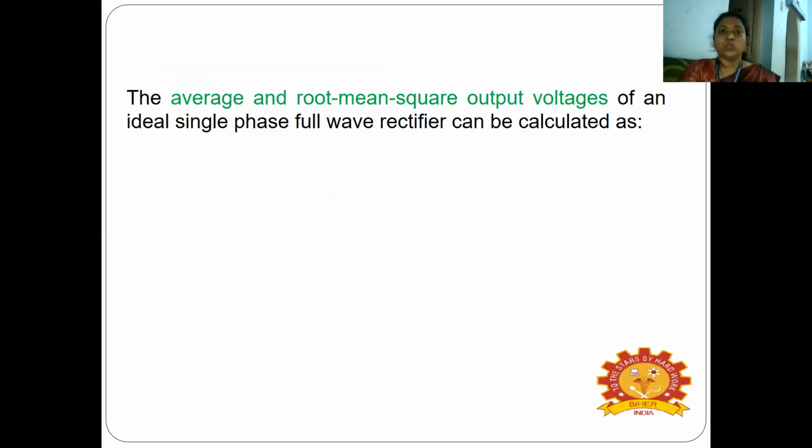The average and the root mean square output voltages of an ideal single phase full wave rectifier can be calculated as follows, because we will be calculating the RMS value of the output and the average, the DC voltage of the particular rectifier. Because you're using a single phase full wave rectifier, here, what is the VDC value? VDC value is equal to V average value, both are equal.